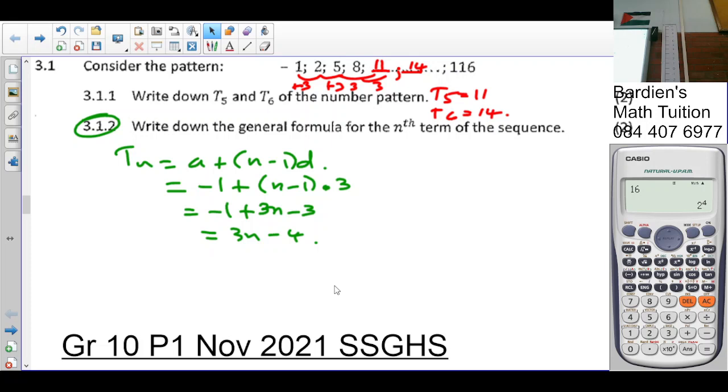You can test it. Let's test it for term 5. So 3 times 5 is 15, and 15 minus 4 is 11. And as you can see, T5 is 11.